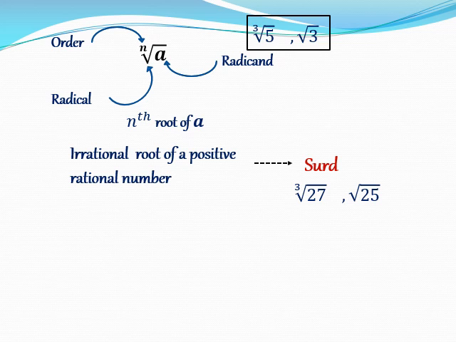It means cube root of 27 or square root of 25 are not surds, as the answer of cube root of 27 is not irrational, and also the answer of square root of 25 is also not irrational. So remember, irrational root of a positive rational number is called a surd. So cube root of 5 and square root of 3 are the examples of surd, but cube root of 27 and square root of 25 are not surds.